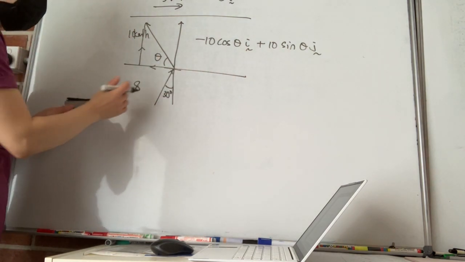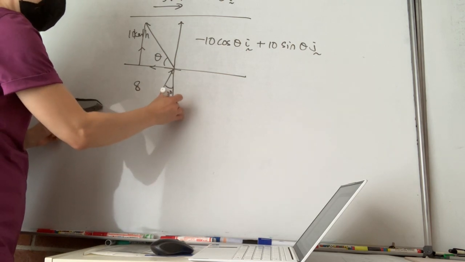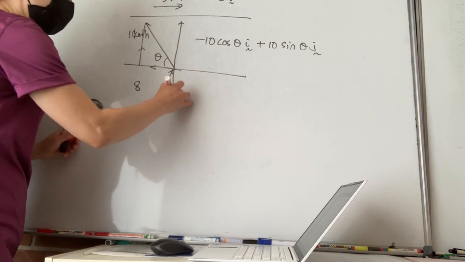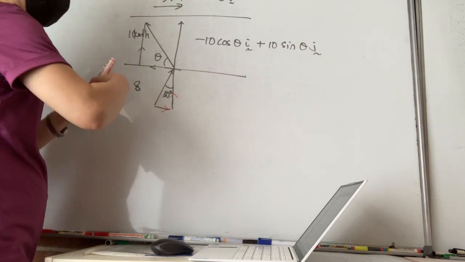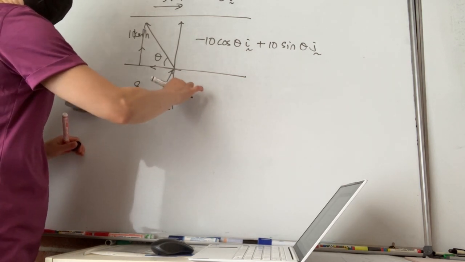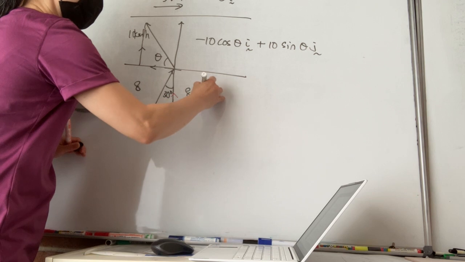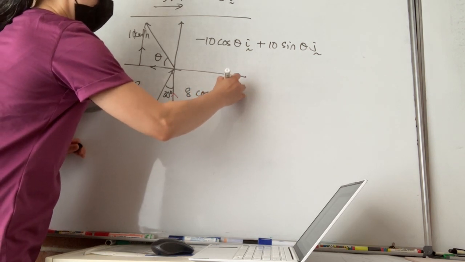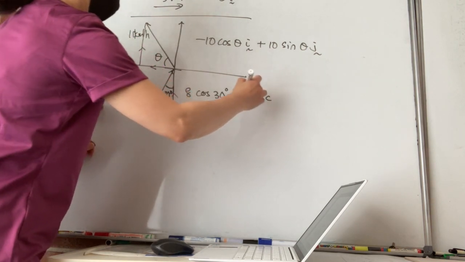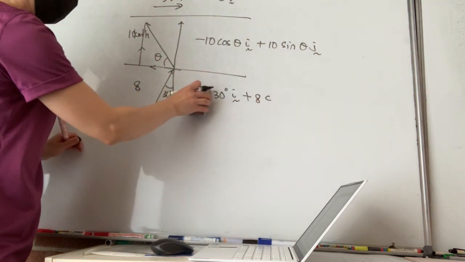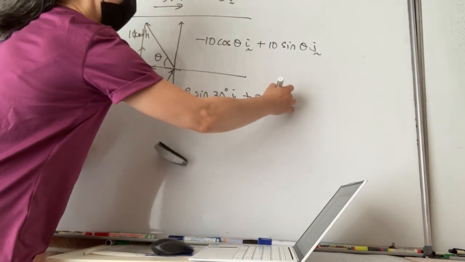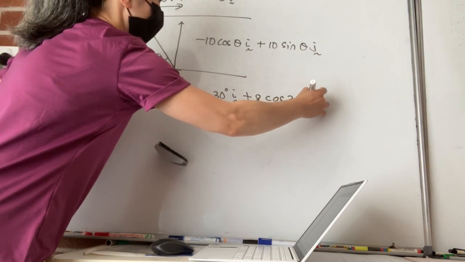And then the very last piece, which is the 8 here. If I break it up, it is going to go to the right and then going up. So that part is going to be 8. And if I use the 30 degrees, the one going to the right is going to be a sine. Sorry, going across is a sine, because you go, it's here. So 8 sine 30 degrees i, plus 8 cos 30 degrees j.